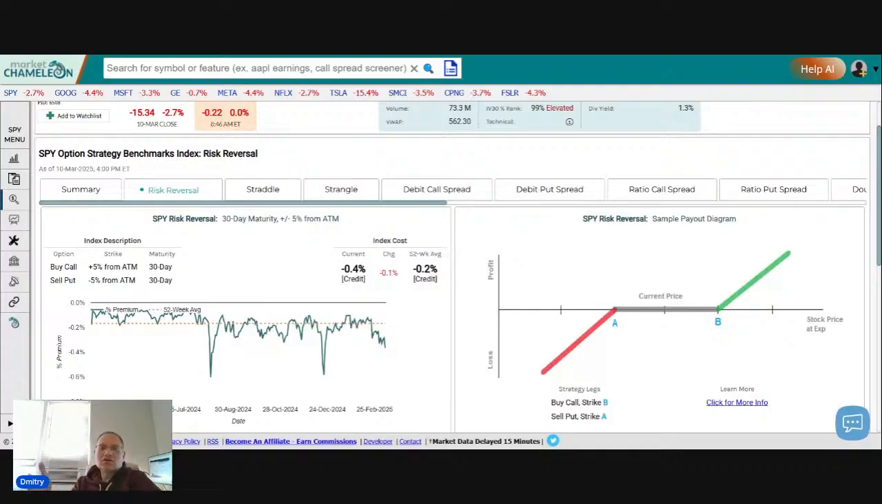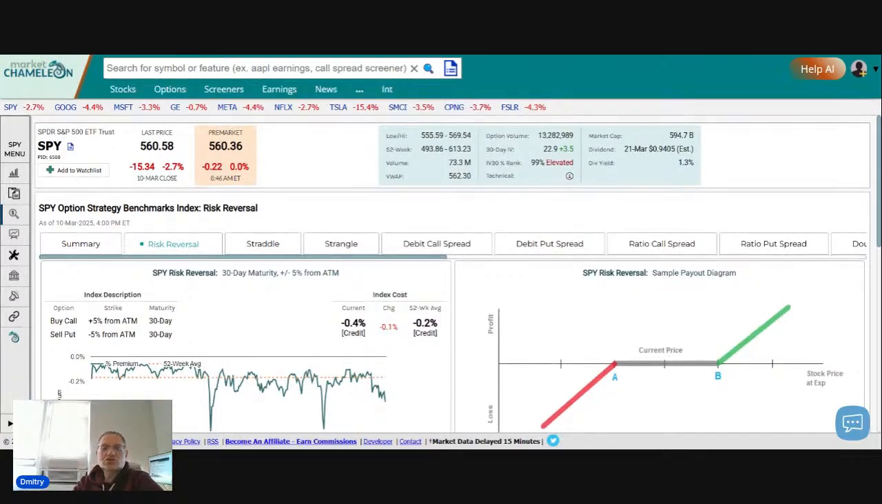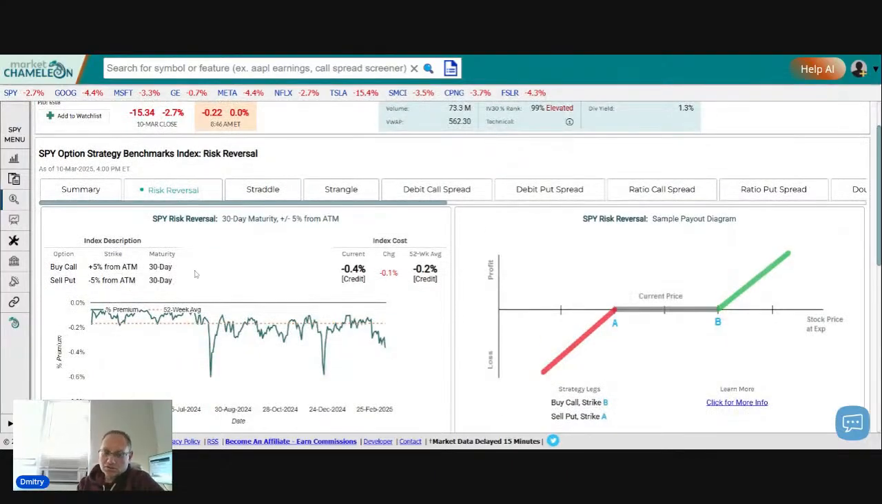So let's take a look at the current SPY risk reversal. So this is a 30-day constant maturity risk reversal that is looking at buying a 5% out of the money call and selling a 5% out of the money put. And how much would that cost us? Okay, in theory. And here, this is saying that this would get a credit of 0.4%.